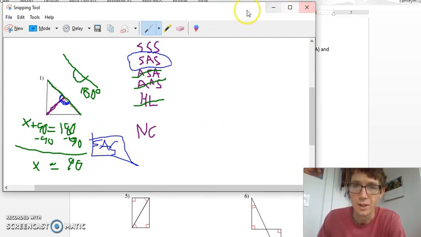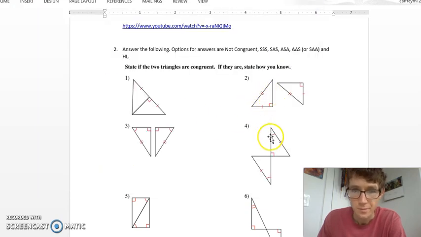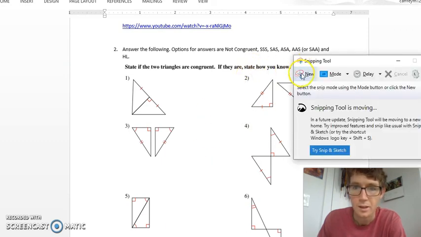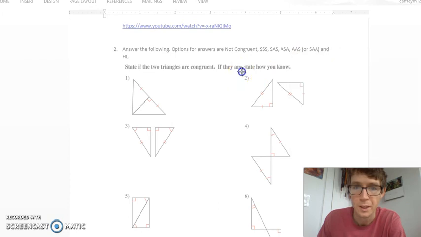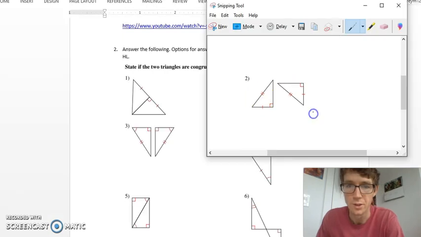So now the next one, let's take a look at this next one. Number 2. And again, I'm going to do the first 2, and you guys are going to have to do 3 through 6. But just let me know if you have any questions. I can help you guys out.